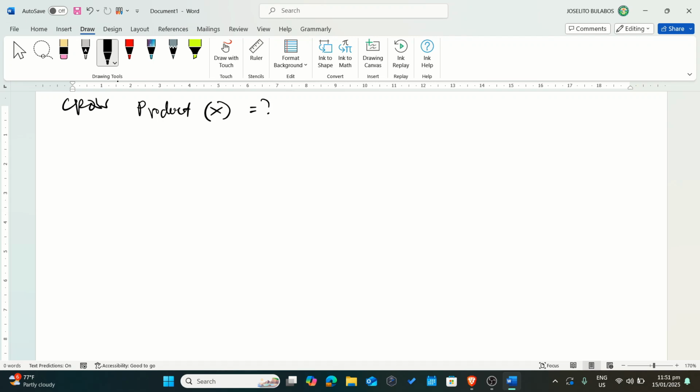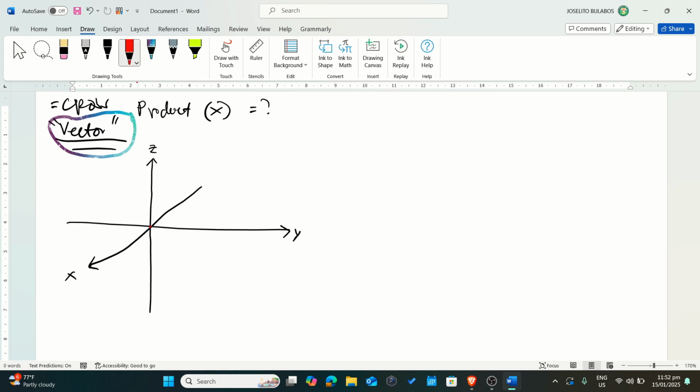So what is this cross product? Okay, now we know that the product of this operation must yield this value, a vector quantity. So this must be the output.